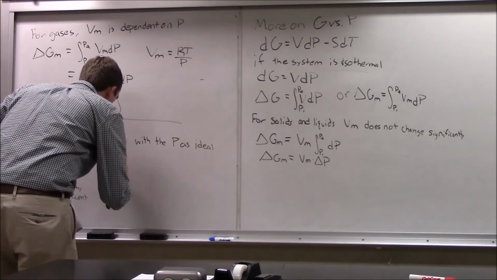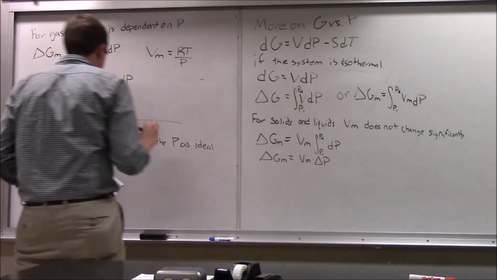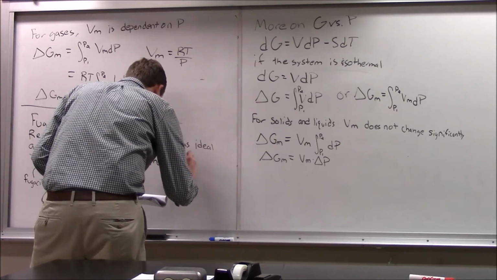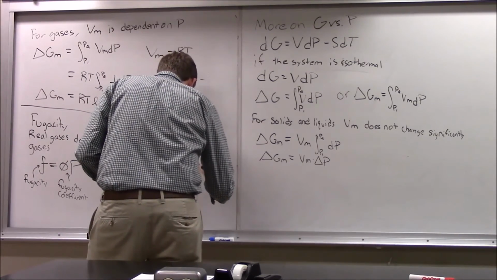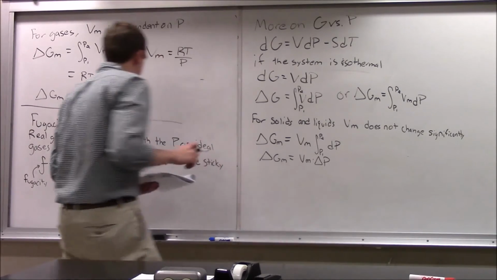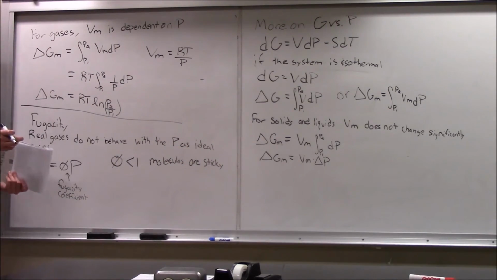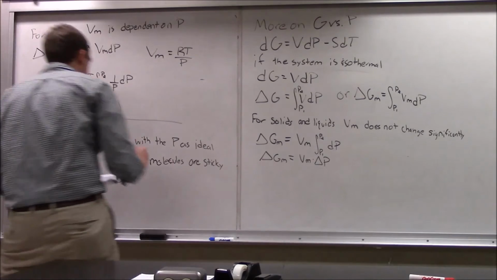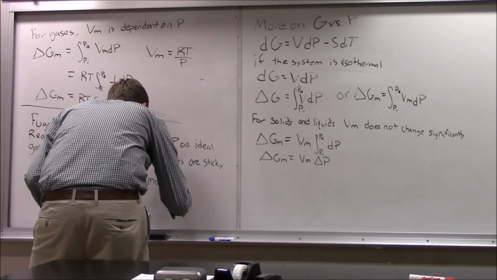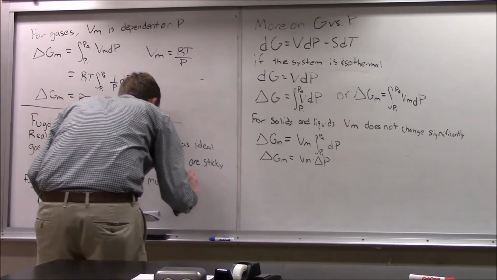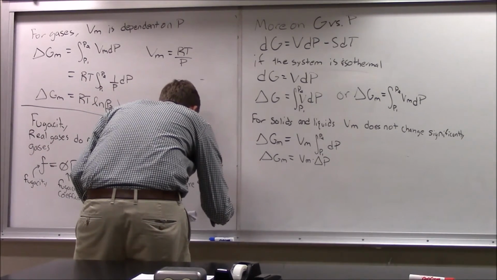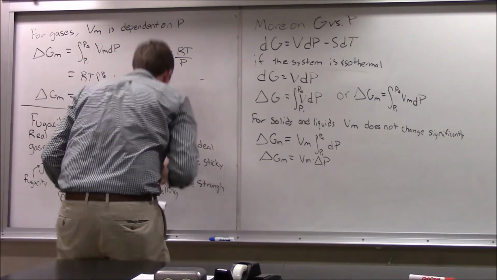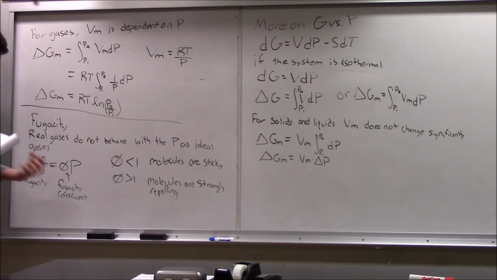If we have a fugacity coefficient that's less than 1, that means that our molecules are sticky. That means that they're attracted to one another and they don't have this full pressure that they should have. If our fugacity coefficient is greater than 1, the molecules are repelling each other. I'm going to say strongly repelling each other, because they're always repelling each other. But what this means is that repulsion is dominating.